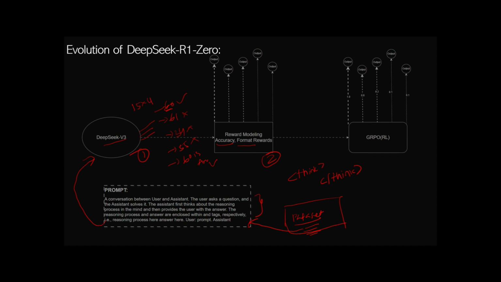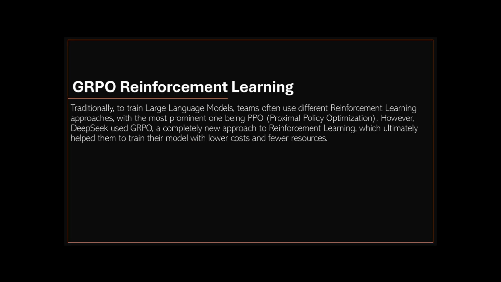Once the rewards are calculated, it will go to the next stage, which is reinforcement learning. In the DeepSeek-R1-Zero model, the DeepSeek team used a very new approach called GRPO reinforcement learning. GRPO is completely a new approach to reinforcement learning. GRPO is nothing but group relative policy optimization, and we need to discuss GRPO in detail because this is what helped DeepSeek reduce the training costs significantly. What is GRPO?